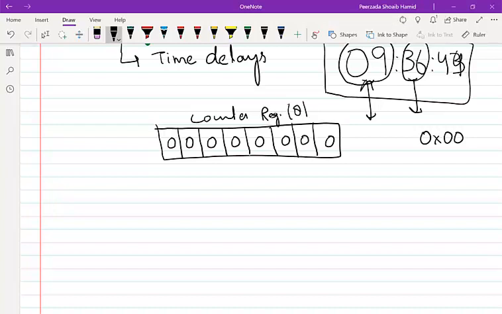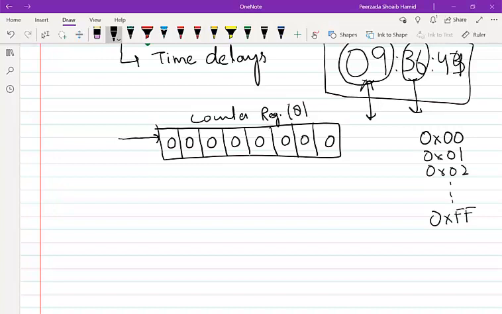So there's an input that makes this counter register tick. After a given time it will be 01, after another time interval it will be 02, until it reaches 0xFF, that means 255, 11111111. Whenever there is an input, it increments itself. This input can come directly from the oscillator frequency, or it can be an event happening outside the microcontroller.